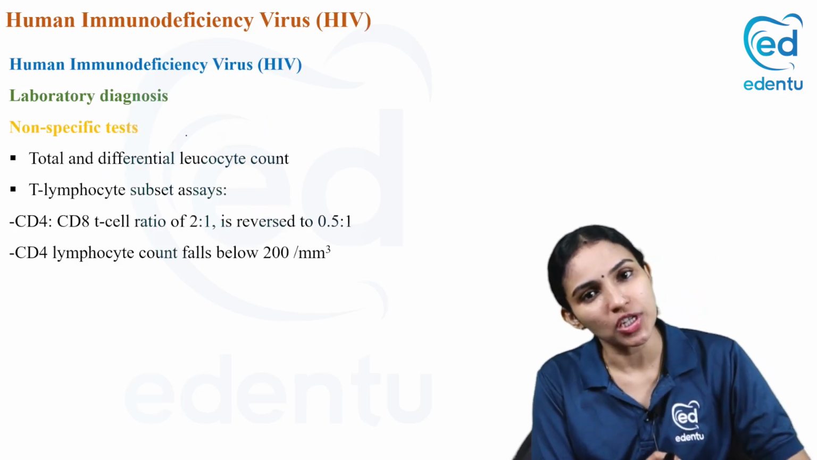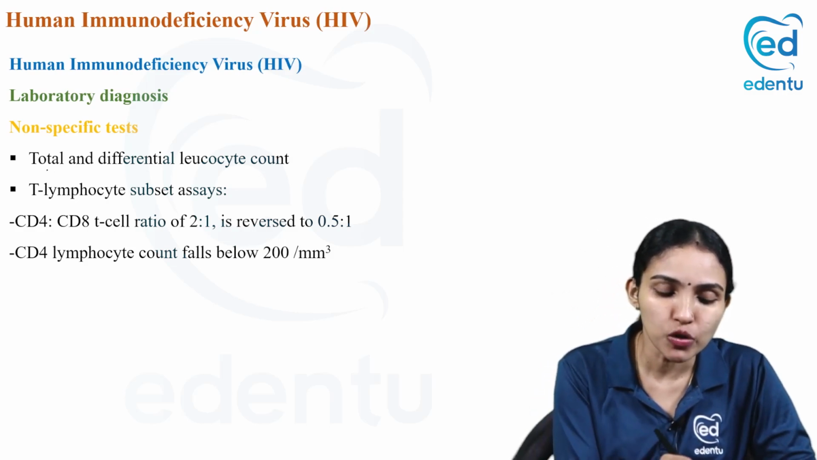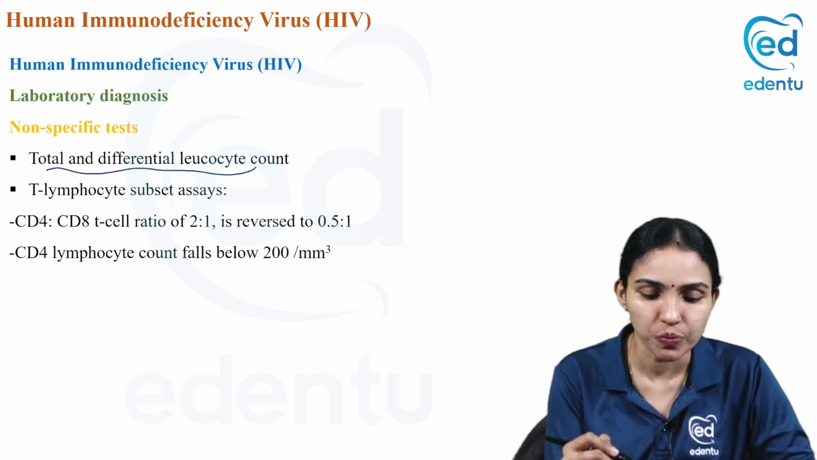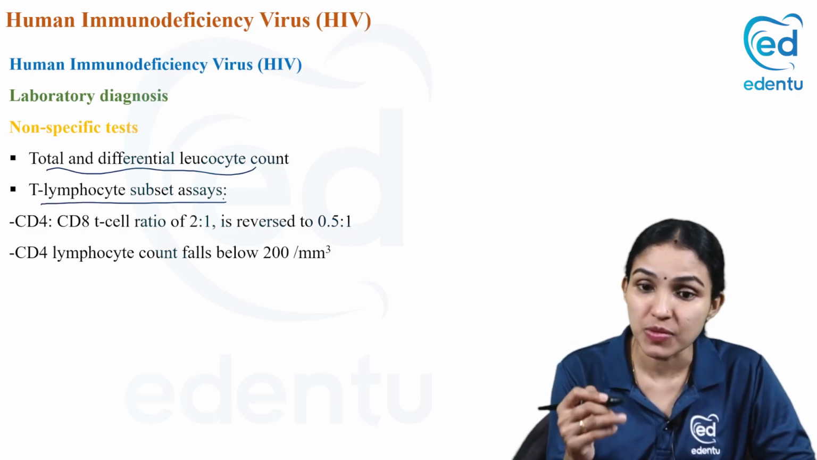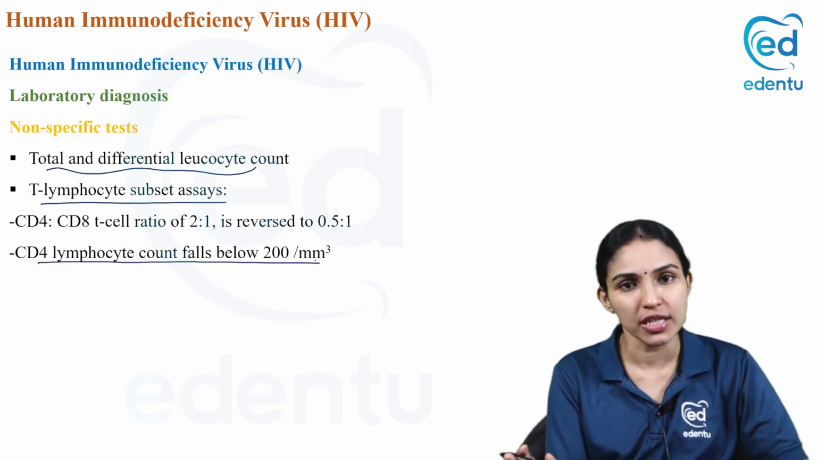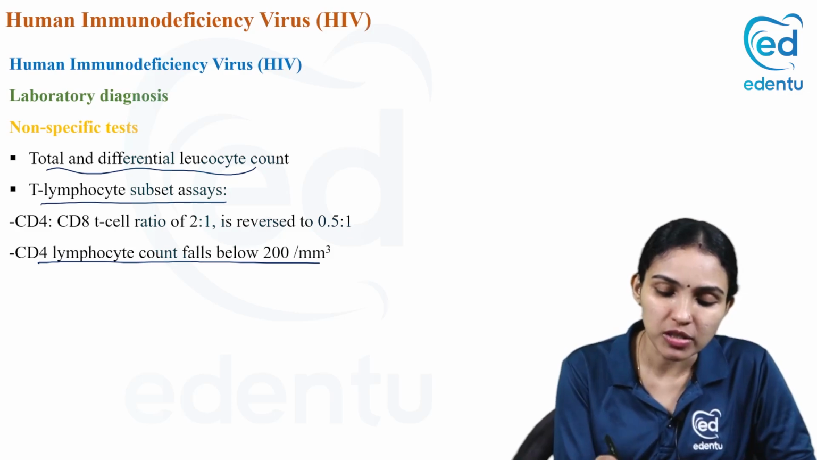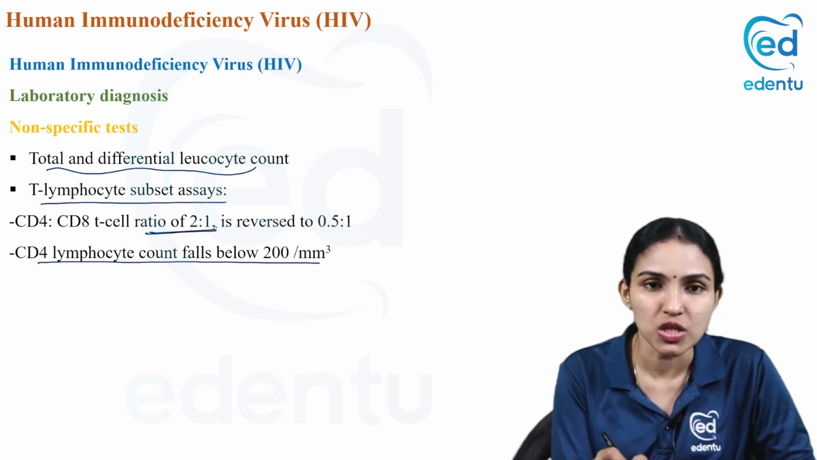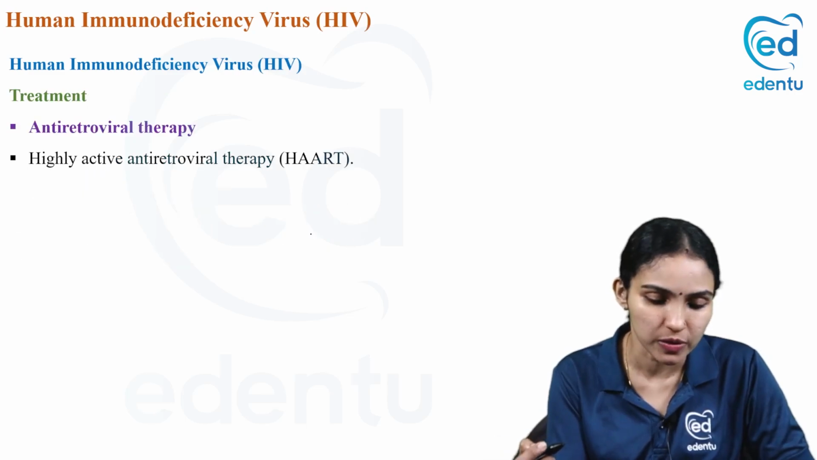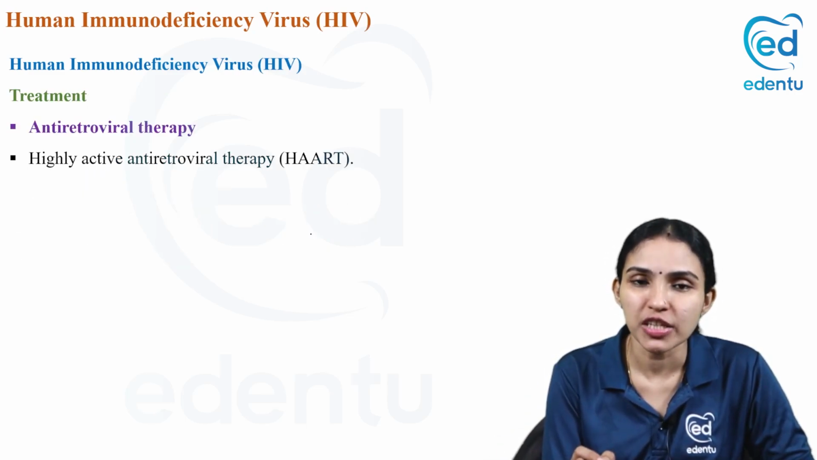Lab diagnosis of HIV is very important. You should also know what the non-specific tests are. You can look for a total and differential leukocyte count. Normally patients will have leukopenia, and T lymphocyte subset assays can be done. See, the CD4 count will fall below 200 in case of HIV if they are developing symptoms, and the ratio will be reversed. Normally it should be 2:1, but in case of HIV you have a reversal of the ratio to 0.5:1.